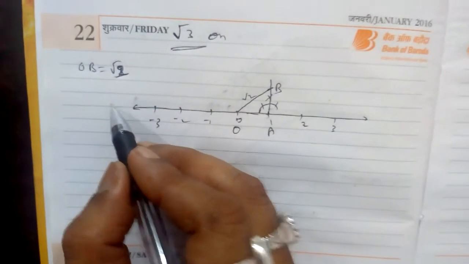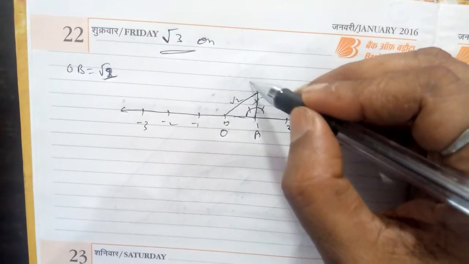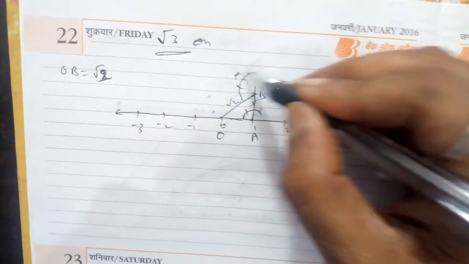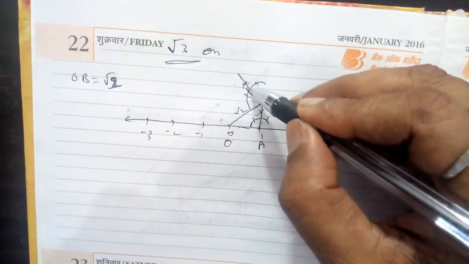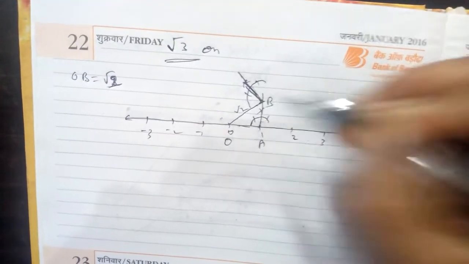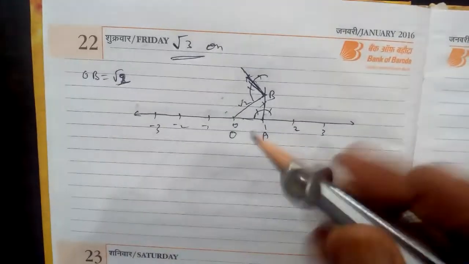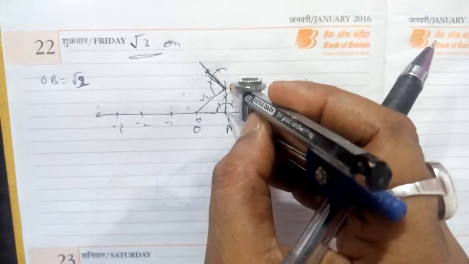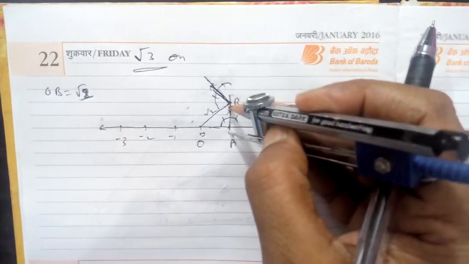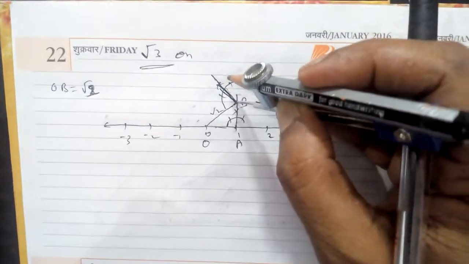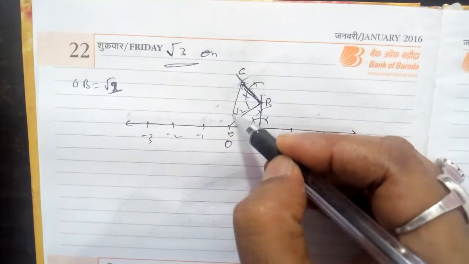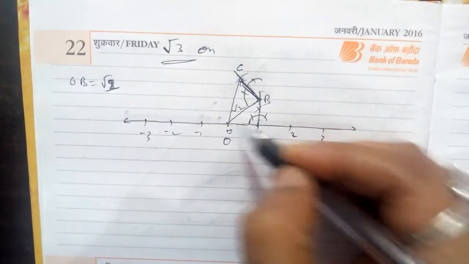But you want root 2 plus 1. Here again you draw a 90 degree by compass or by protractor. You are getting a 90 degree. You will measure the distance of one unit only, and you cut this from B and get the point C. Now join C with the center O. You are getting a right triangle OBC.